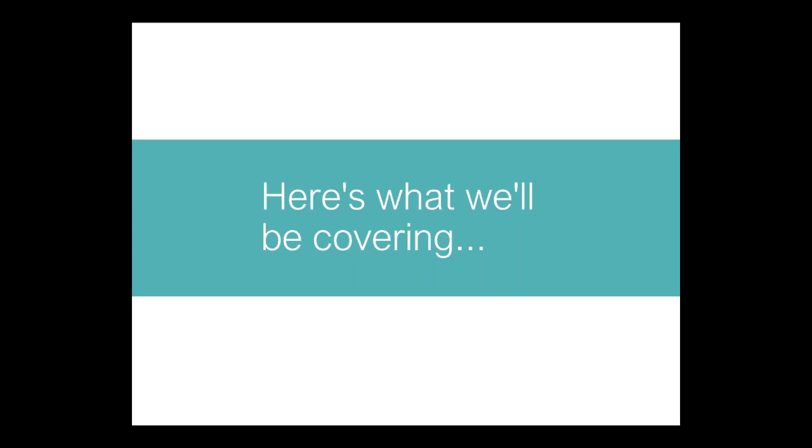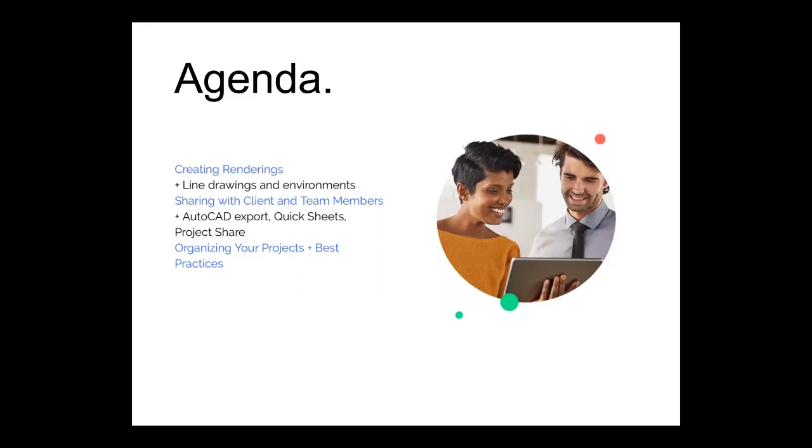So what we're going to be covering is basically creating renderings. That's the option of renderings that you have, from line drawings to good and best qualities. Sharing with your client and team members, and those all-important quick sheets to create those estimations. Also sharing between your team members, and again, the export AutoCAD feature as well. Now, lastly, we'll also take a look at how you can organize your projects and any best practices that you should know about.